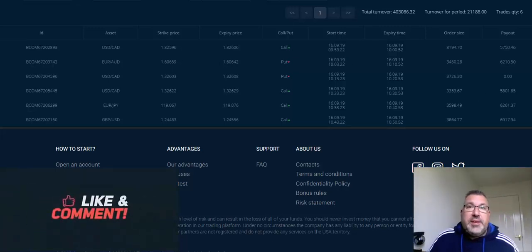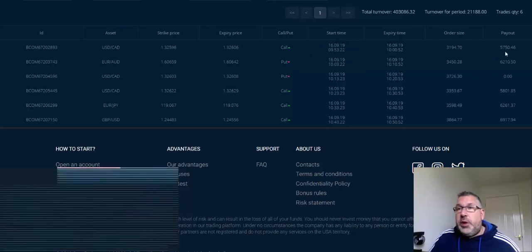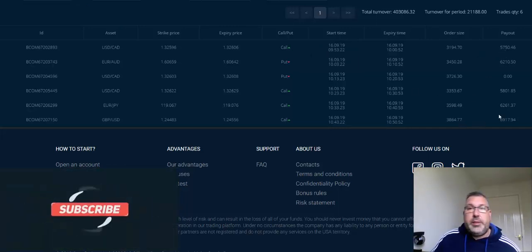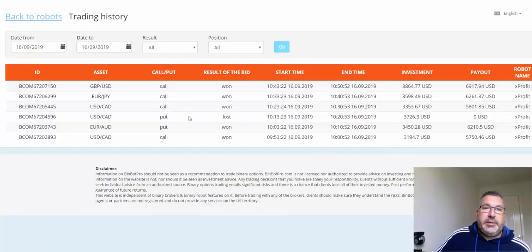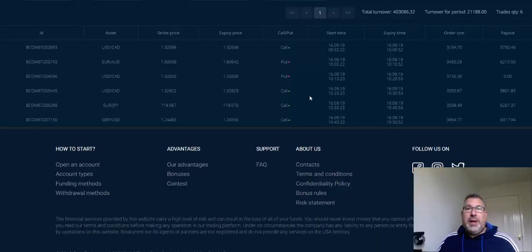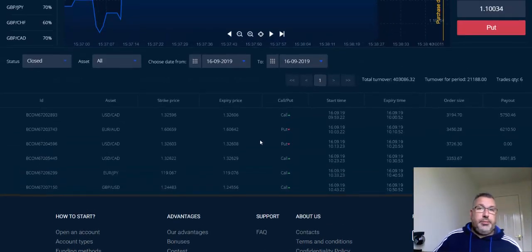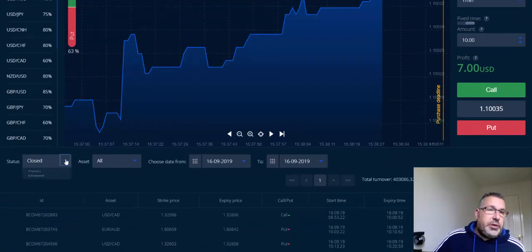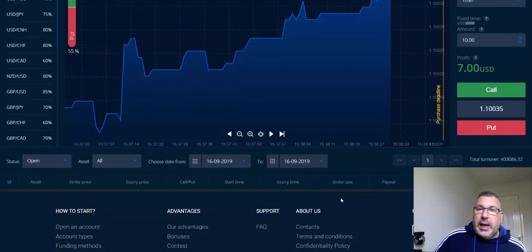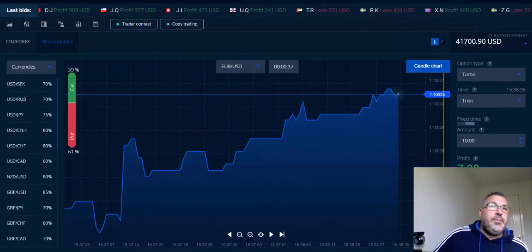So upside down, by the way. The first trade is at the top to the last trade at the bottom, whereas on there it's vice versa. First trade at the bottom and then last trade at the top. But as you'll see, they're all exactly the same. Start time, end time, the investment amount, and the payout, it all matches up. It's all exactly the same. So that's the trades that I've placed today. If you just go back to open, got nothing open at the moment, as you can see.